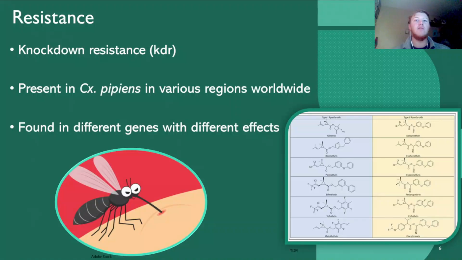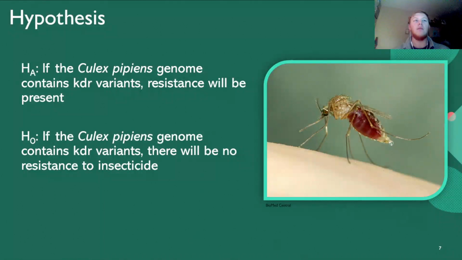Knockdown resistance is a mutation occurring in genes of these mosquitoes that causes resistance to insecticides that cause paralysis, which makes it a problem for the adulticides. There have been trends of Culex pipiens being found to have this resistance in North Africa and Europe, and they are found in different genes like the voltage-gated sodium channel gene and the ACE1 gene, which are immune system genes. This leads me to the hypothesis that if the Culex pipiens genome contains knockdown-resistant variants, resistance will be present.